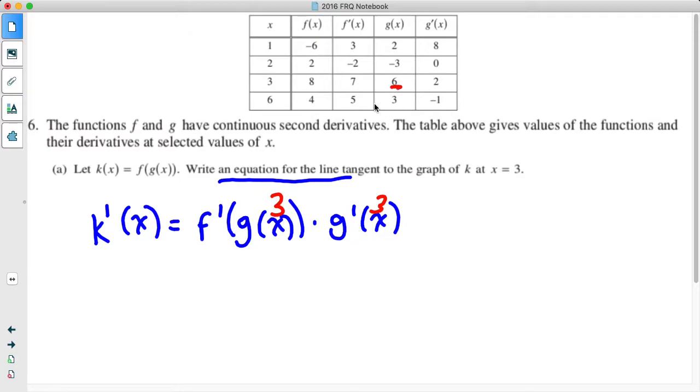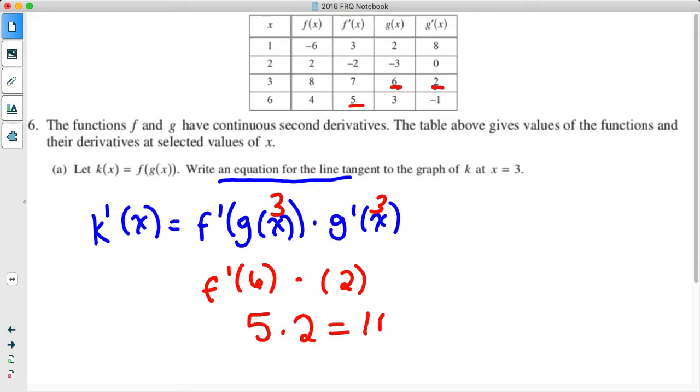There's g of 3 is 6. So we're looking for f prime of 6 times, and the next one, g prime of 3 is 2. So that's going to be times 2. The next one here, f prime of 6. F prime 6 is 5. So that's going to be 5 times 2, which gives us 10.